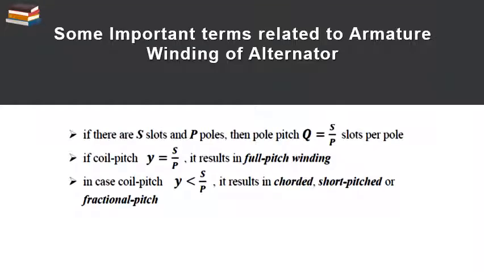If there are S slots and P poles, then the pole pitch Q is equal to S upon P, slots per pole. If the coil pitch Y is equal to S by P, it results in full pitch winding. In case the coil pitch Y is less than S by P, it results in coded or short pitch or fractional pitch winding.